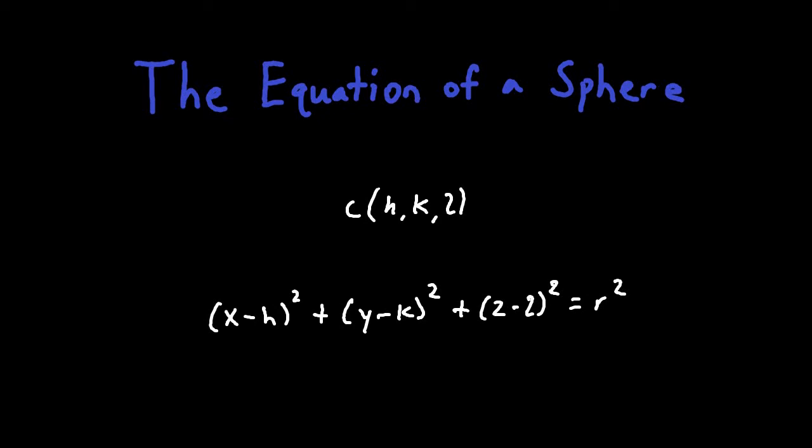So let's take a look at finding the equation of a sphere. Let's say a sphere has a center C, and the coordinates of the center are h, k, l. So h is going to be the x coordinate, k is going to be the y coordinate, and l is the z coordinate, and the sphere also has a radius r.